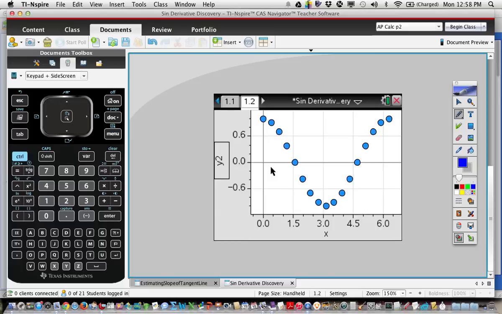Remember we said e to the x was its own derivative? Remember that? We said that the y values on e to the x were also its slopes, which is an amazing thing. This is just as cool. This says that the y values of cosine are actually the slopes of the sine graph. Exactly. The y values of cosine are the slopes of the sine. It's amazing how this stuff all fits together.